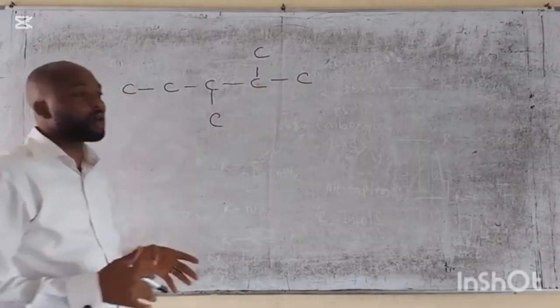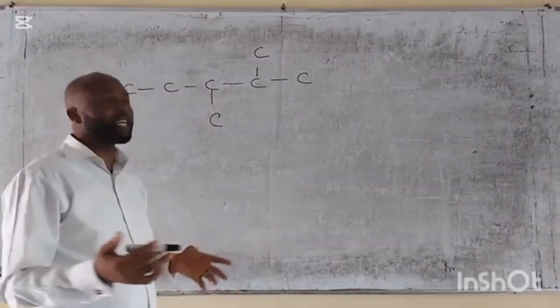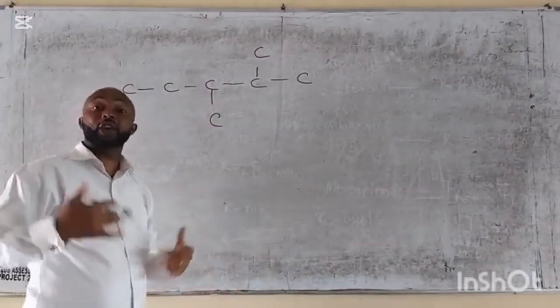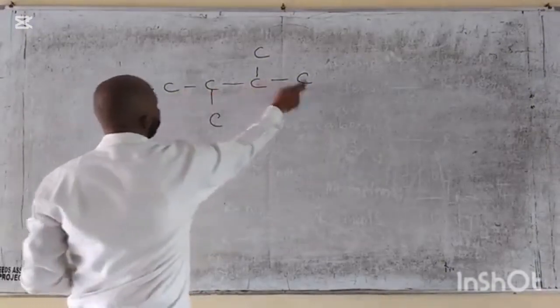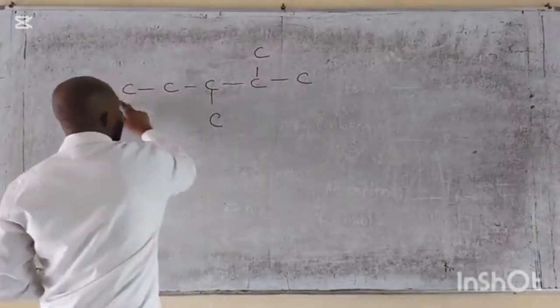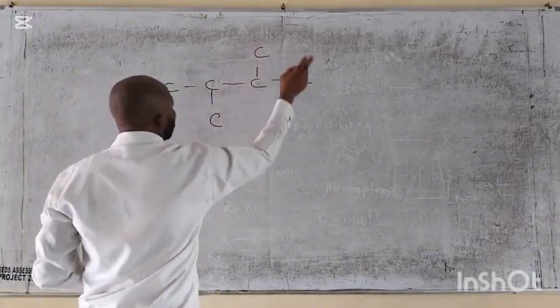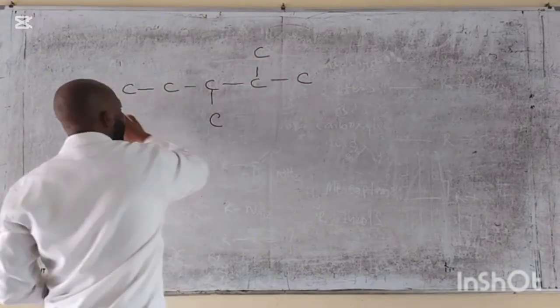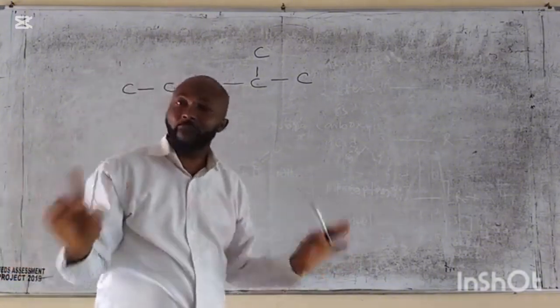Remember we said in the course of naming the rules that one of the rules is, first you identify your parent chain. The parent chain is often the longest chain. So if I look here, 1, 2, 3, 4, 5. 1, 2, 3, 4, 5. 1, 2, 3, 4, no. So I go with this 1, 2, 3, 4, 5. The parent chain now is pentane. So that is number one.